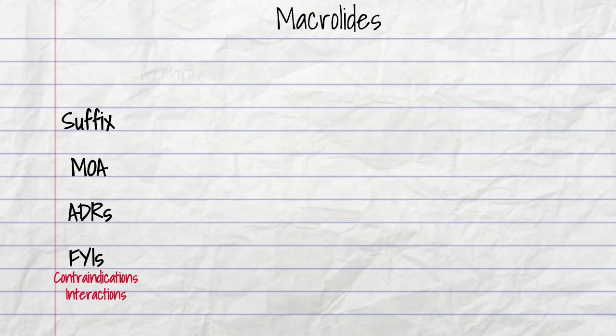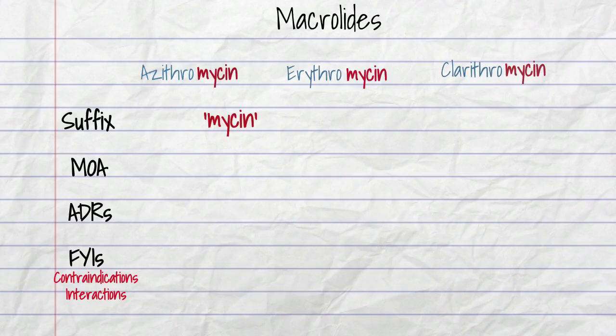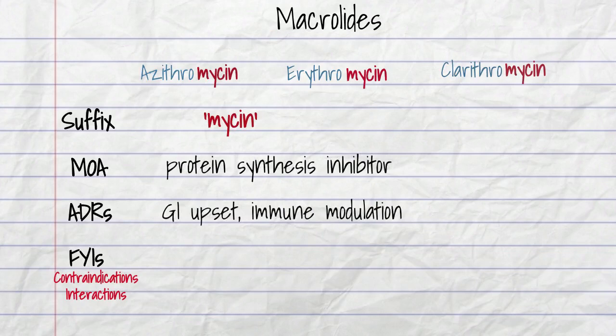Macrolide antibiotics include azithromycin, erythromycin, and clarithromycin. All have a suffix of mycin. These drugs work by inhibiting protein synthesis, preventing bacterial cell replication. Adverse effects can include GI upset and immune system modulation and should be avoided in patients taking the gout medication colchicine.